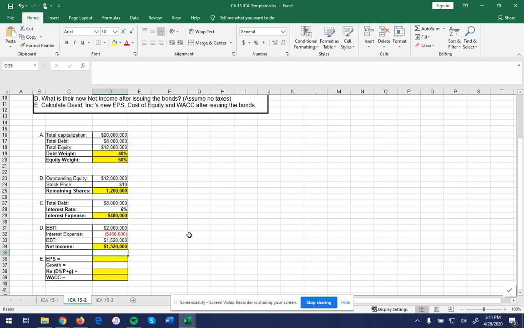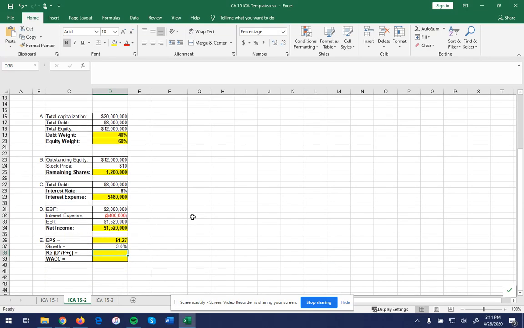And then the last question, E, calculate their earnings per share, cost of equity, and weighted average cost of capital, okay? So we remember from problem 1 that they're going to have 100% payout of their earnings. So therefore, our earnings per share, we'd have our net income of 1.5 million divided by 1.2 million remaining shares. That's going to give us an earnings per share of $1.27. Our growth rate, we're expected a 3% growth rate. So therefore, we use our formula. Dividend 1 would be $1.27 divided by our price of $10 that we have up here, plus our growth rate of 3% would give us that.